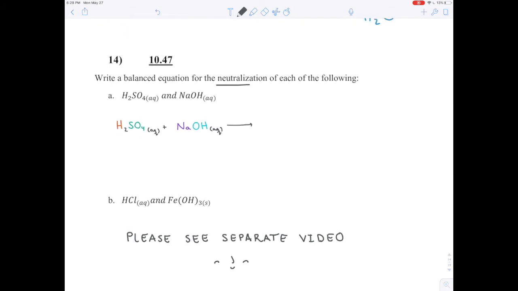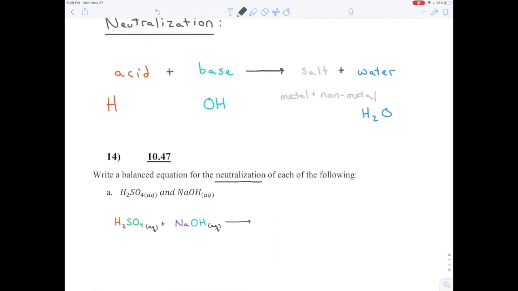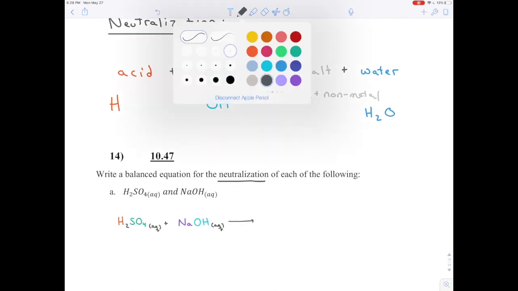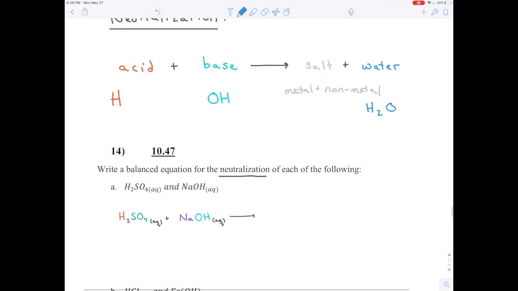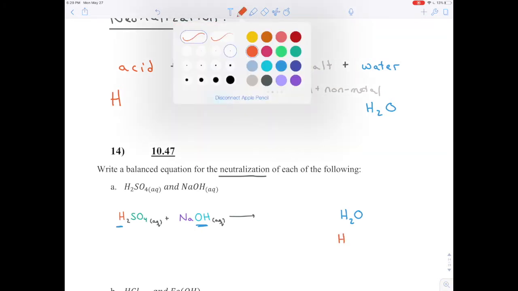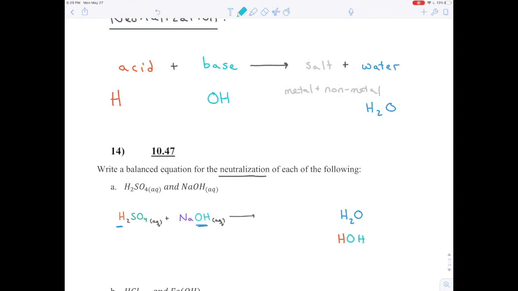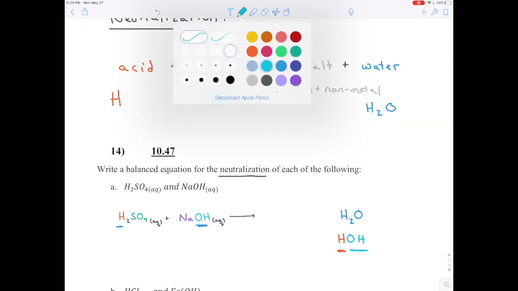Remember what a neutralization reaction is. It's a reaction where an acid combines with a base to give you a salt and water. And that formula is helpful when you're trying to predict what the products of these are. The H and the OH combine to give you HOH, or H2O. So you can see how the H and the OH would give you H2O. Hopefully it makes sense how an acid could combine with a base to give you water all of the time.